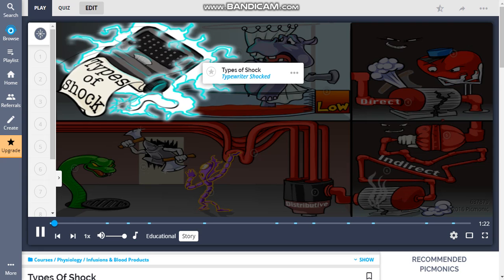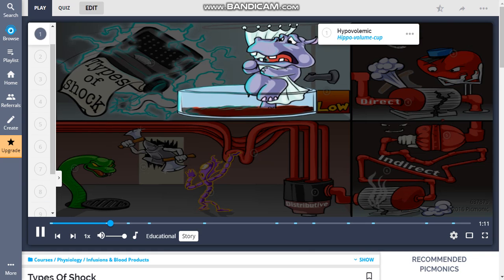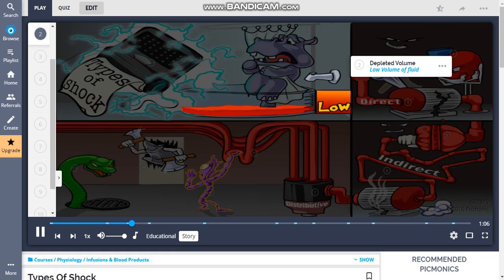For types of shock, imagine a couple of killers are loose in an apartment building. They throw a typewriter into a tub and shock one tenant. That's when the entire building loses power. The electrocuted tenant was a hippo in a volume cup, taking a bath. The fluid level was low, but there was still enough to carry a current.